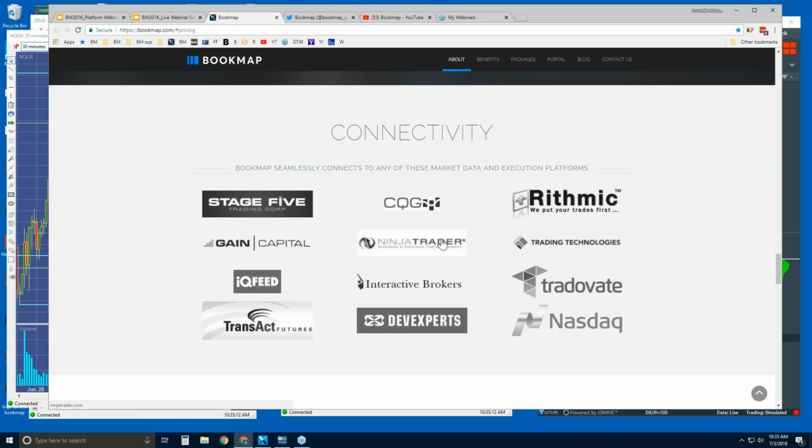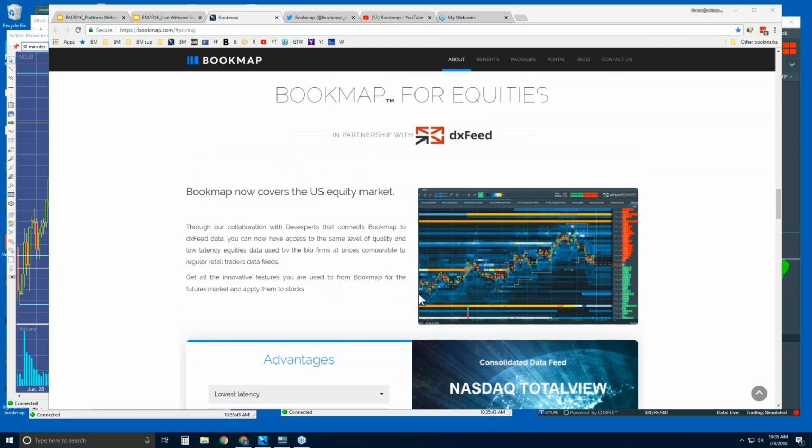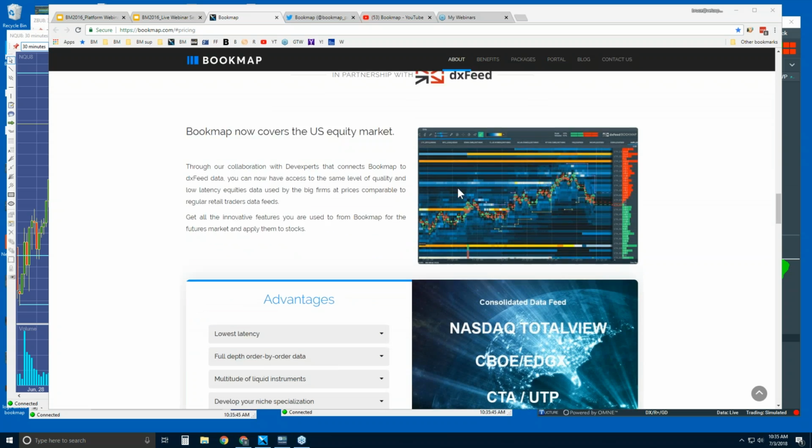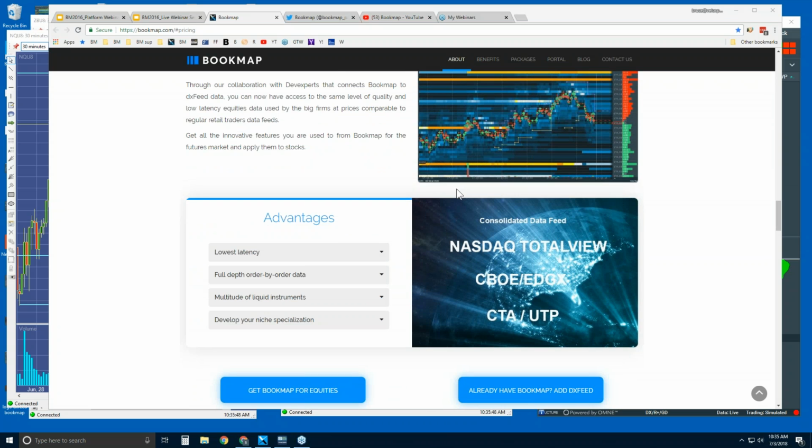Here's how you connect. You can see there are some other platforms up here, like Ninja, TT, XTrader Pro, and Interactive Brokers Trader Workstation. You can connect via the API of those platforms if you like, but we're a platform too, so it's better to connect directly to the data provider like CQG, Rhythmic, Gain, IQ Feed, Transact, and Dev Experts. The Dev Experts or DX Feed is what you'll use to connect to US equities. If you have questions about this, let me know.